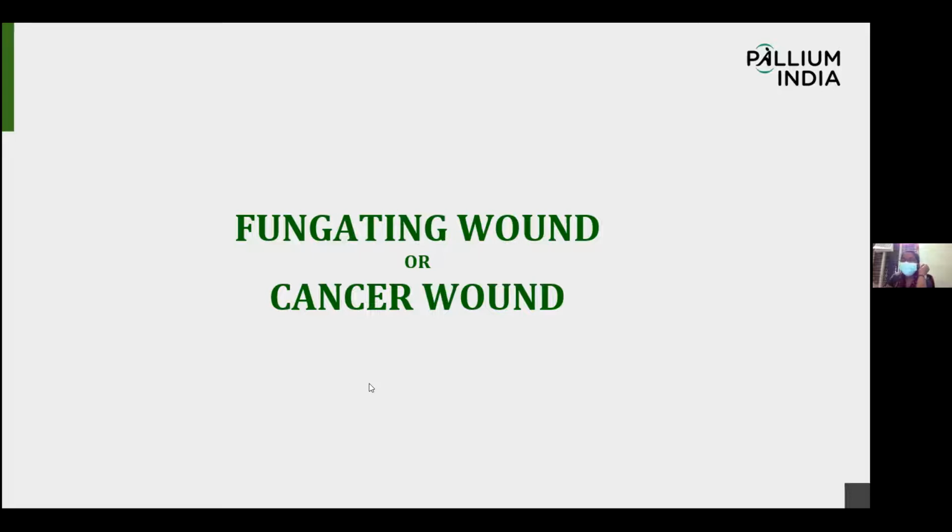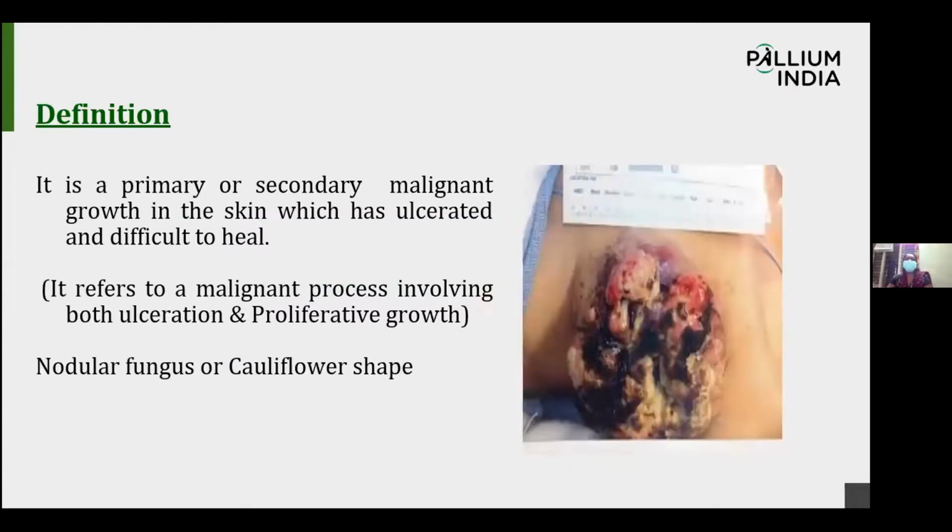Here we have to understand that a pressure sore is preventable and curable. This is not preventable and not curable. This is the major difference between the pressure ulcer and the fungating wound. So let's see what a fungating wound is. A fungating wound is a primary or secondary malignant growth in the skin which has ulcerated and is difficult to heal. Once it develops, we are not able to cure it properly.